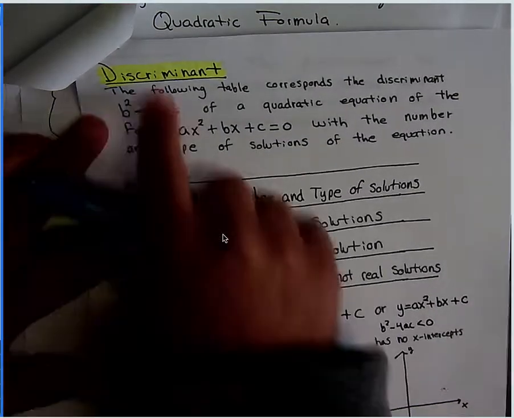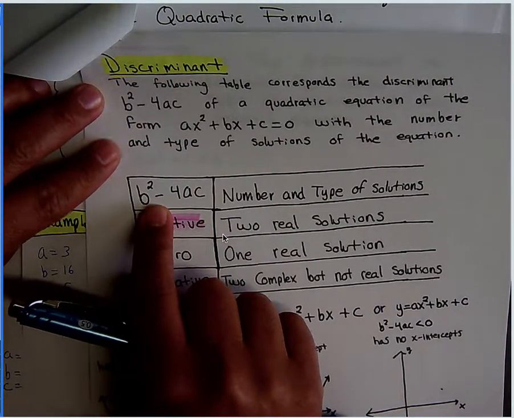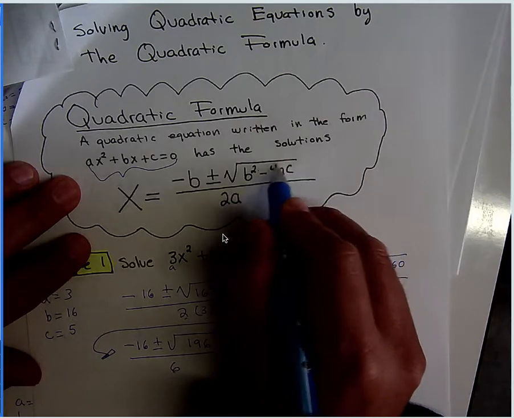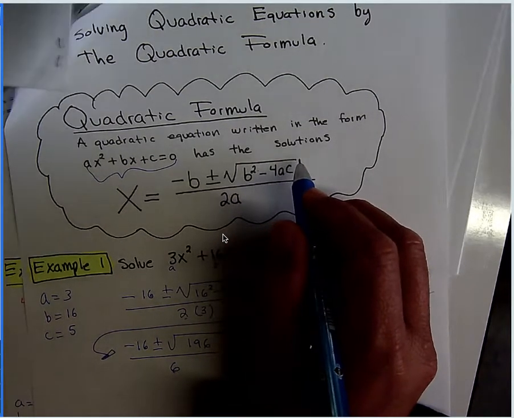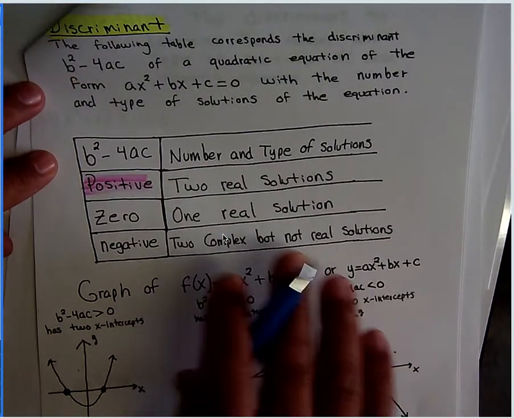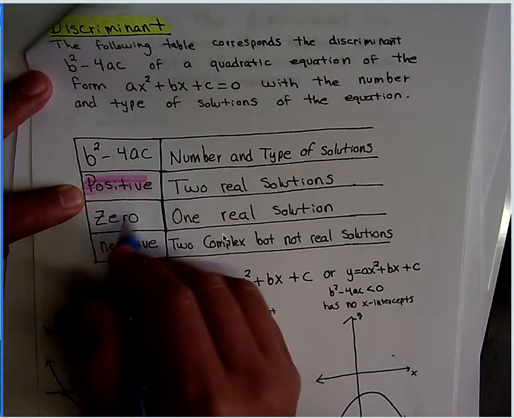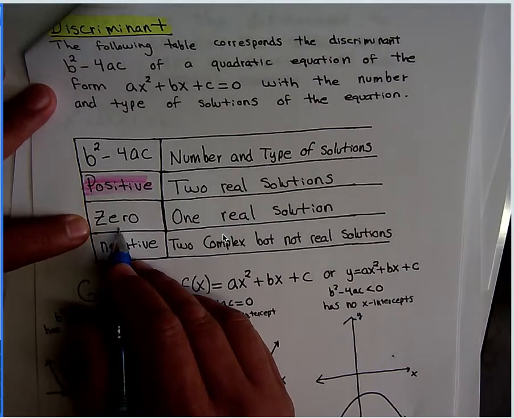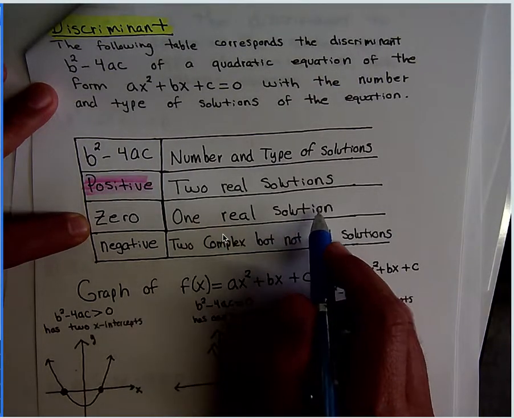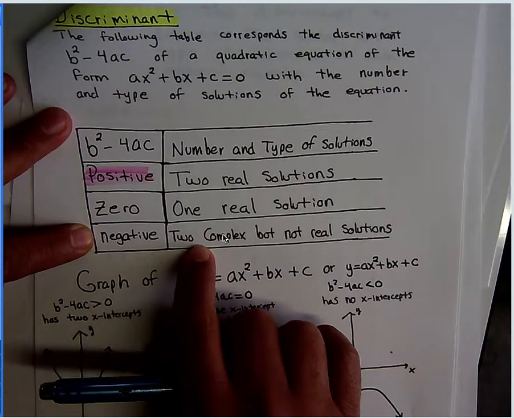Example 5 talks about the discriminant, which is this part of the quadratic formula. So if you guys remember the quadratic formula, this part here would be the discriminant. This part of the quadratic formula tells you how many solutions we're going to have or what type of solution we have. So, for example, if you get a positive number when you substitute the A, B, and C, there are two real solutions. If you get a 0 when you substitute those numbers here, that means one real solution. If you get a negative, that means it's going to be a complex, but not a real solution, so an imaginary one.